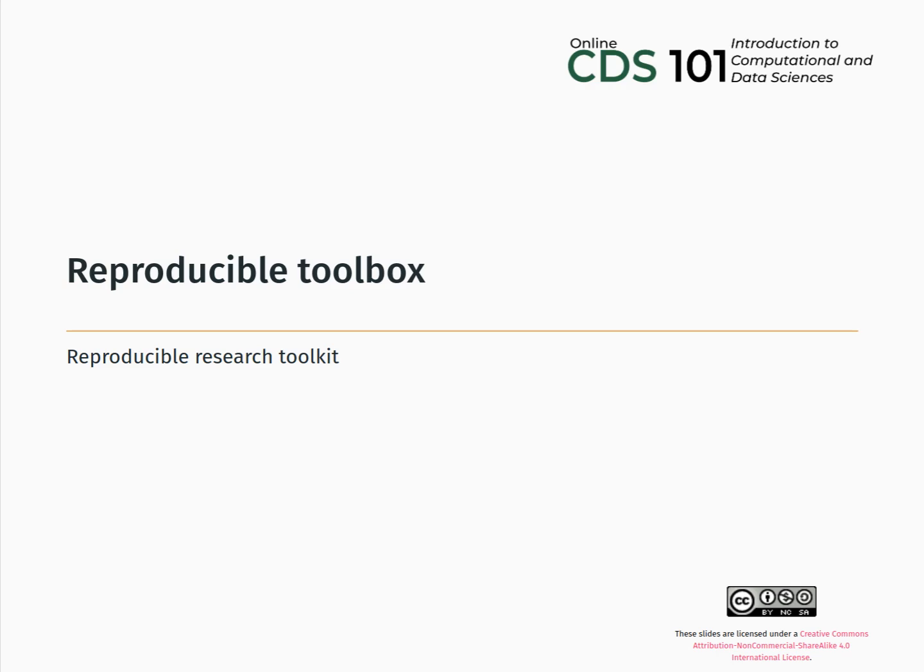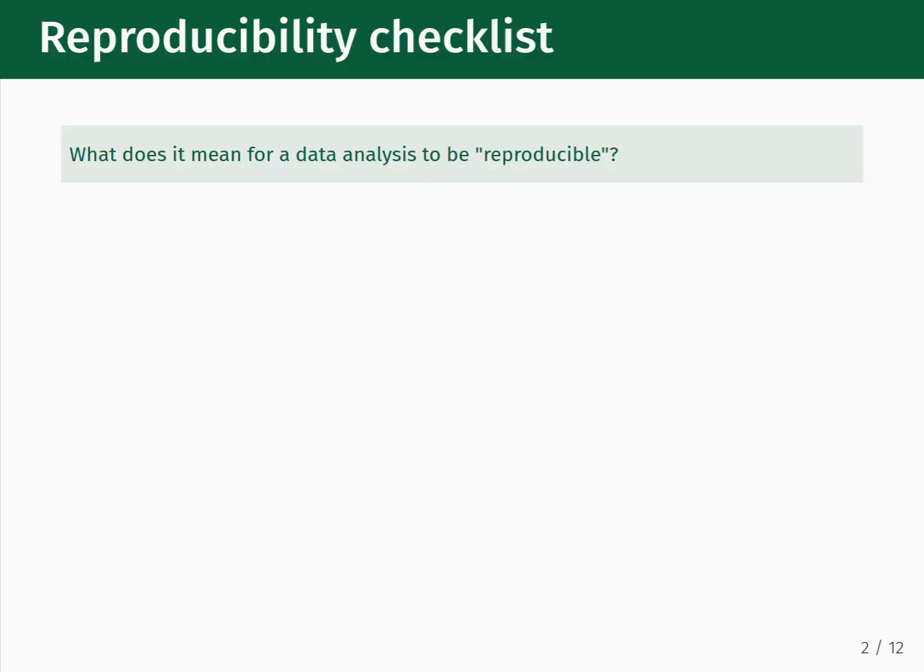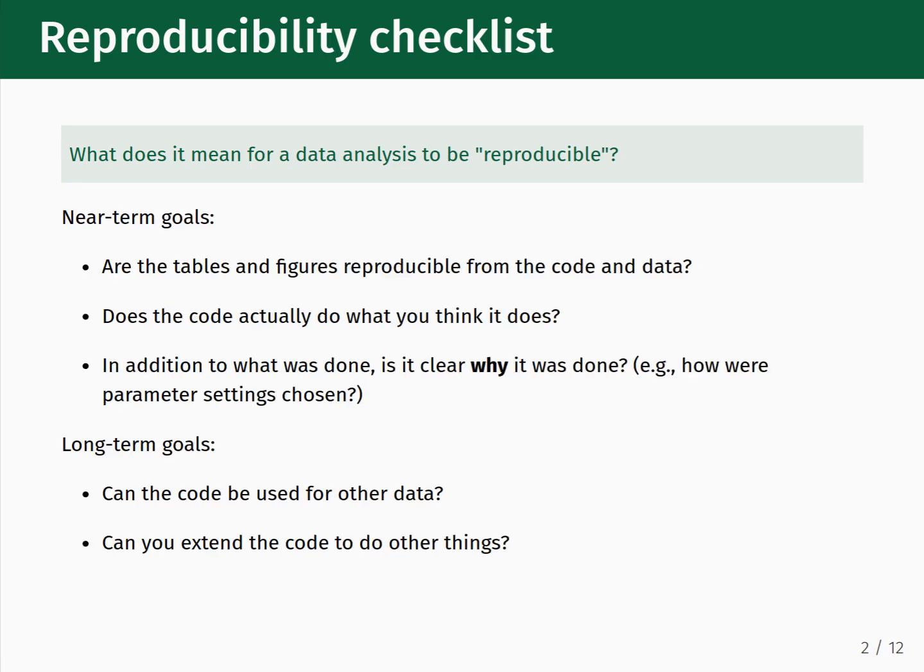Having provided a motivation for why we would want to continue to improve the state of reproducibility in science, we now need to address the more practical question. For our purposes, what does it mean for a data analysis to be reproducible? Let's address this by listing a series of near-term and long-term goals. For our near-term goals, we will consider a data analysis to be reproducible if we can answer the following questions.